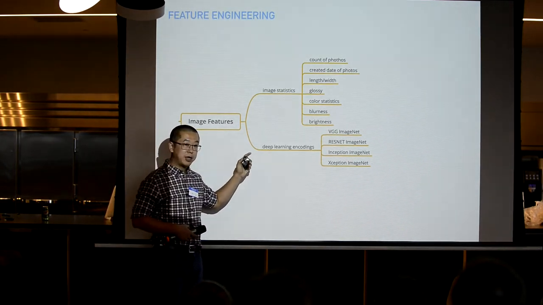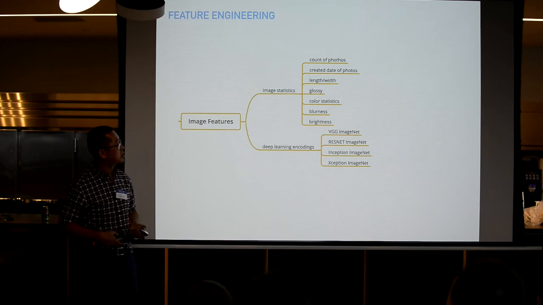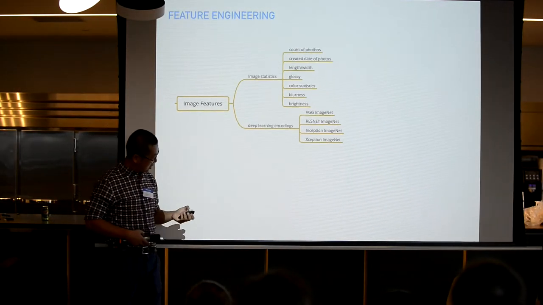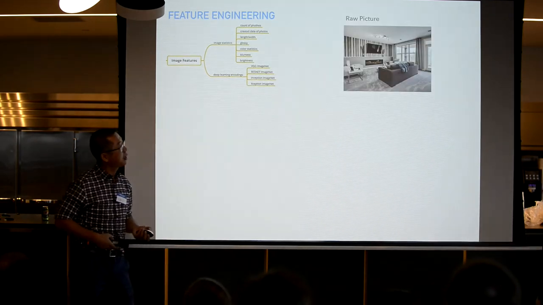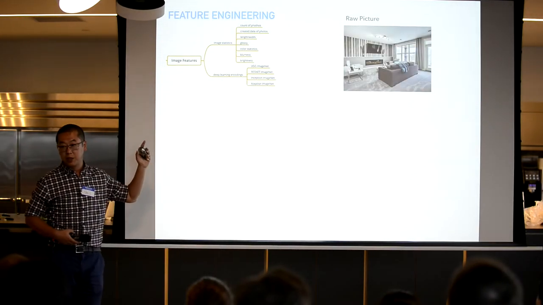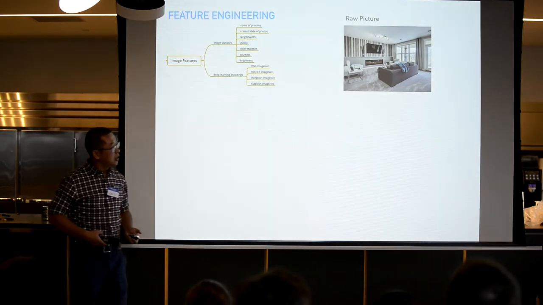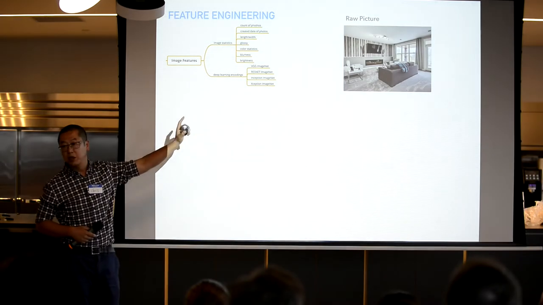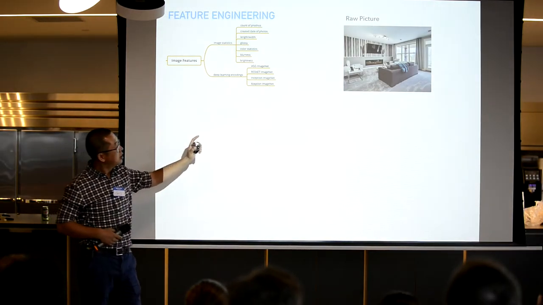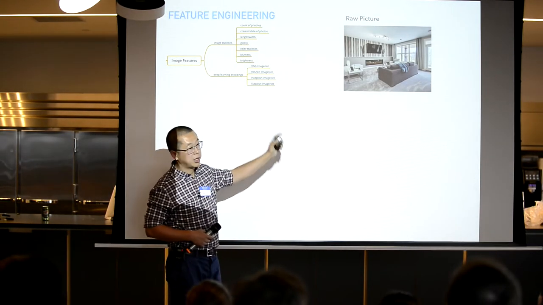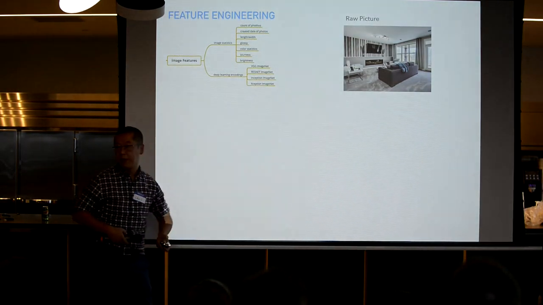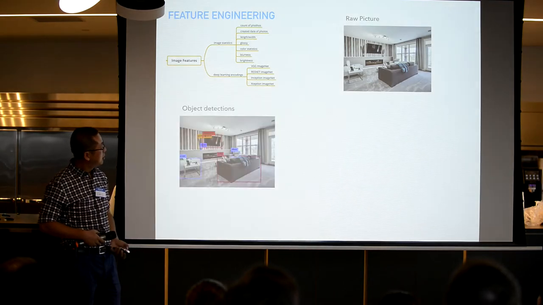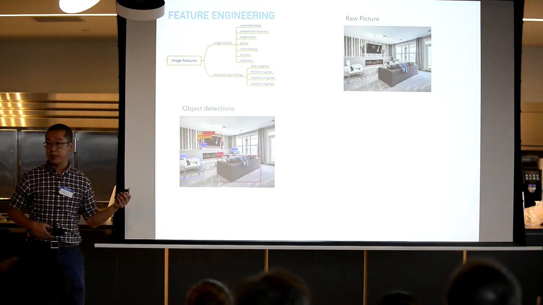And the next one, I want to take advantage of deep neural networks to extract features from images. So how does that work? Let's take a look at the raw picture in the corner. I'm not sure how you see it, but to me it's a good picture, very good quality, very good composition, good lighting, professionally photographed. But how does the computer see that?